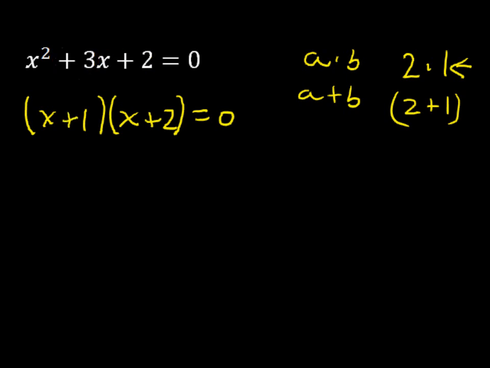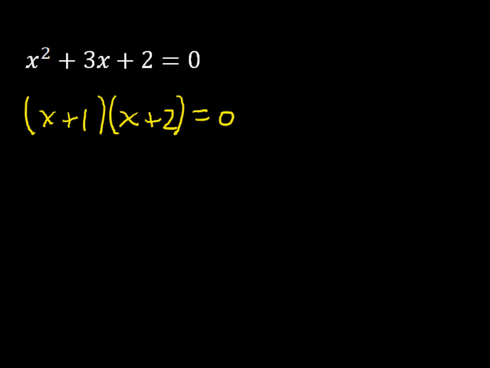All right, then we can take the next step, and that is to look here and say, how does this parenthesis term become 0? Well, if x is equal to negative 1, and then for this one, our other x, it needs to be negative 2. Okay, that wasn't so bad.